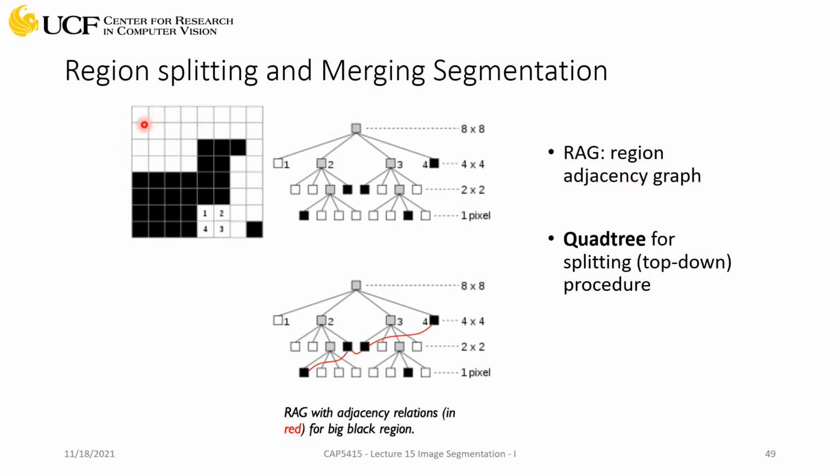Now let's consider the first region over here on the left, right? So all the pixels are of same intensity. So we don't break it further. And that's why the graph is ending here. It's a leaf node, right?